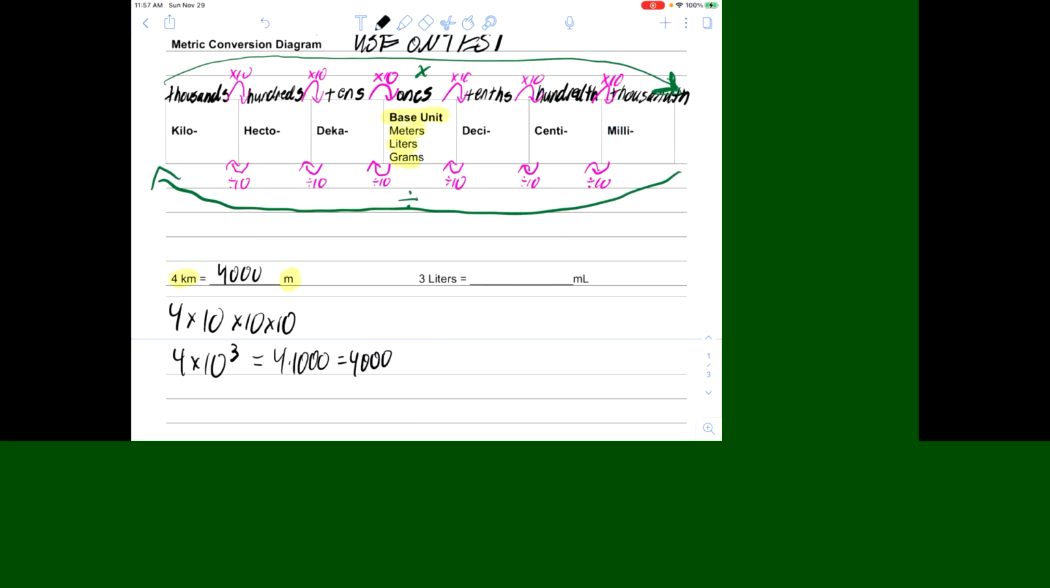So my really simple way just to do this is to say 3, that's my number of liters, always times 10, and then the power is the number of steps I took. I went 1, 2, 3 steps. So it's 3 times 10 to the third power. That's 3 times 1,000 again. And yes, you can use your calculator to help. And that means that this is 3,000 milliliters.